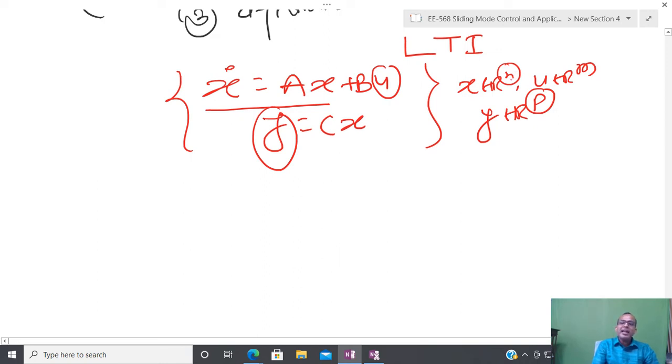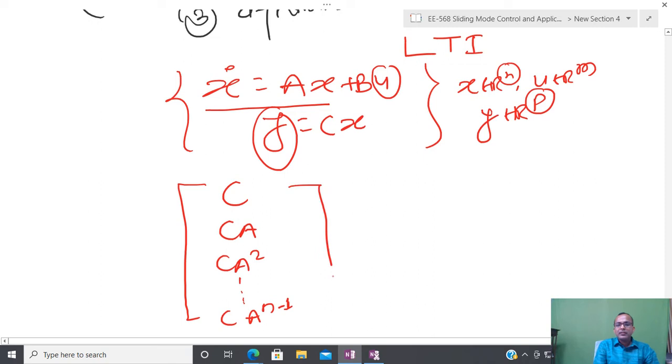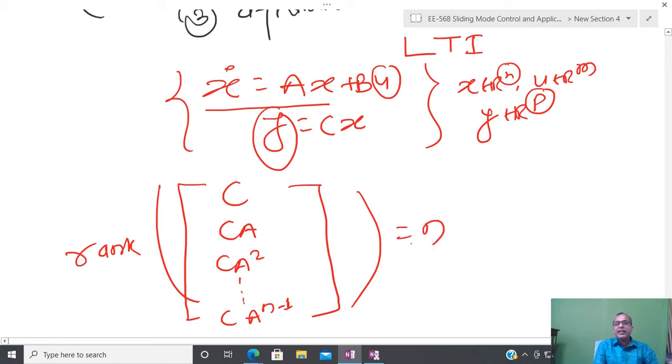So somehow I have to estimate all states, and Kalman has shown that if the rank of this particular matrix C, CA, CA square, up to CA^(n-1), if the rank of this matrix equals n, then it is possible to show that from this output information and control information I can estimate all state variables.